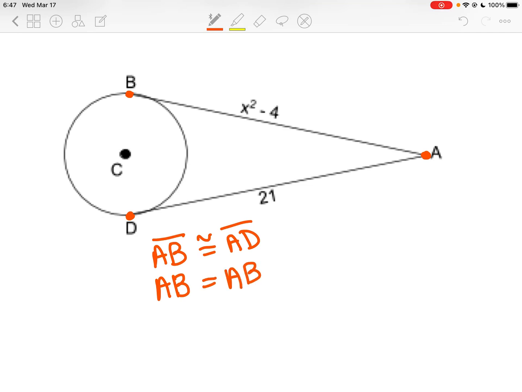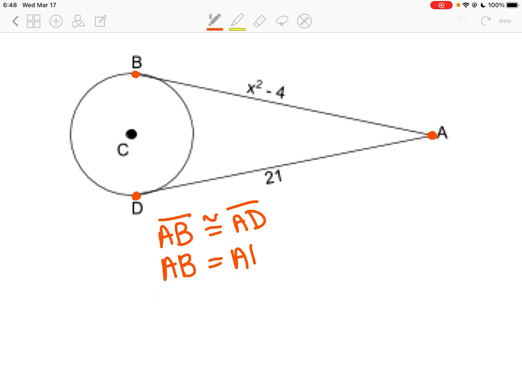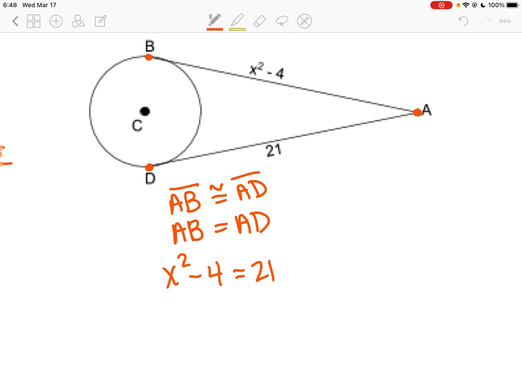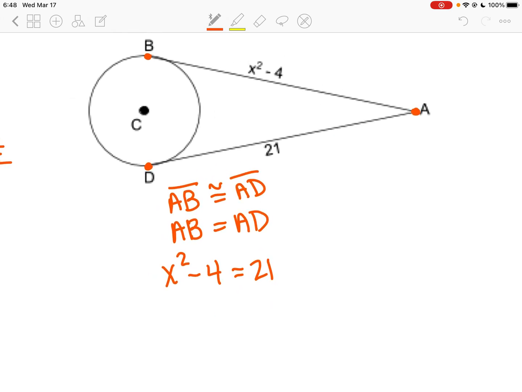So I'm going to set their measurements equal to each other. So I'm going to have x squared minus 4. That's the length of AB, and that's going to be equal to AD, which is 21. And then I'm going to solve this equation for x.